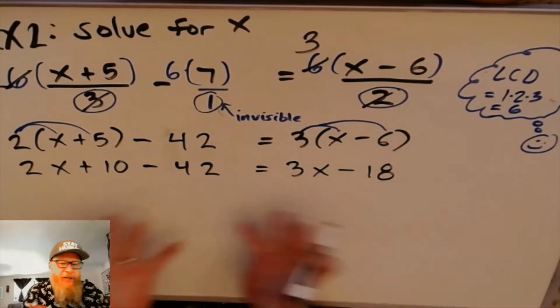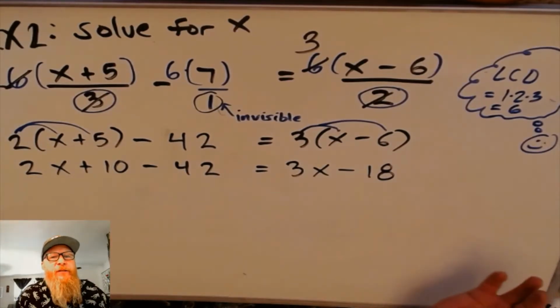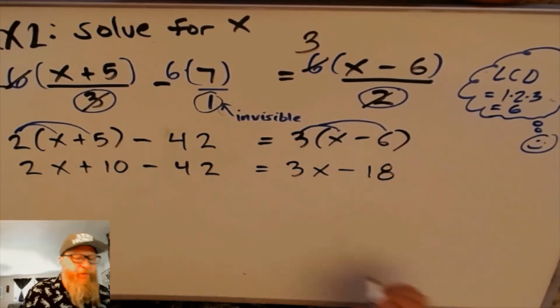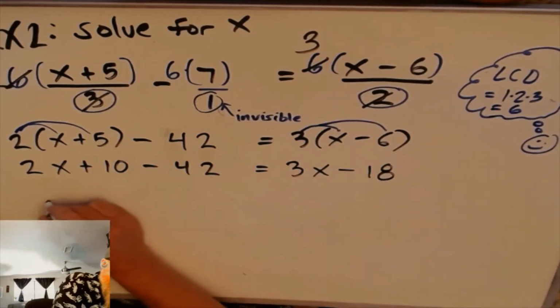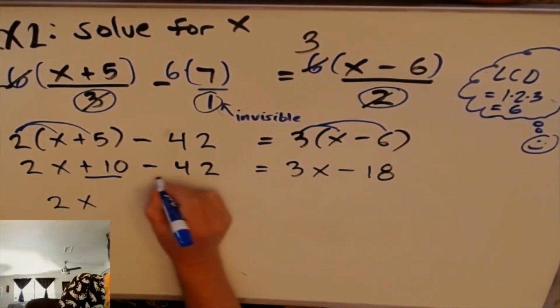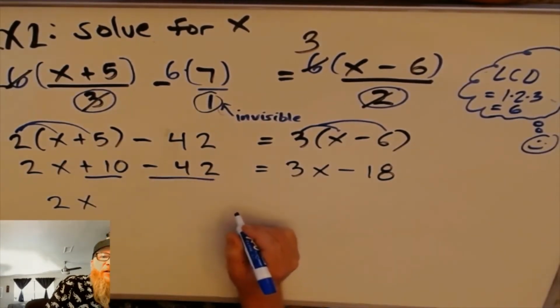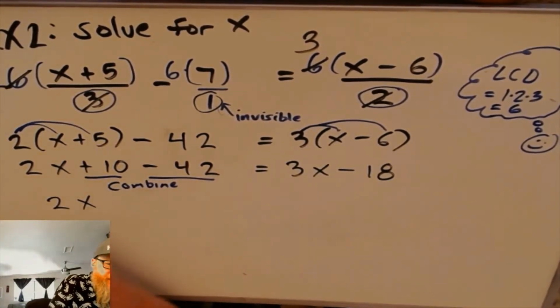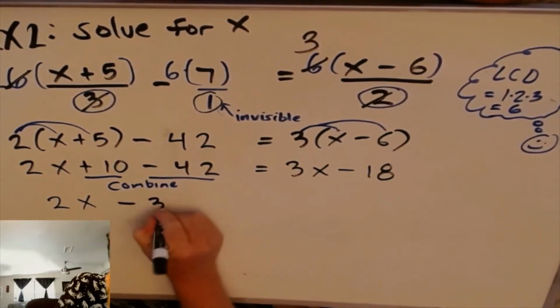And now we're good to go. There are no more fractions. This problem just looks like an ordinary equation that we've solved in the past. Let's combine like terms first. Looks like we've got a positive 10 and a negative 42. So combine. That'll be negative 32.